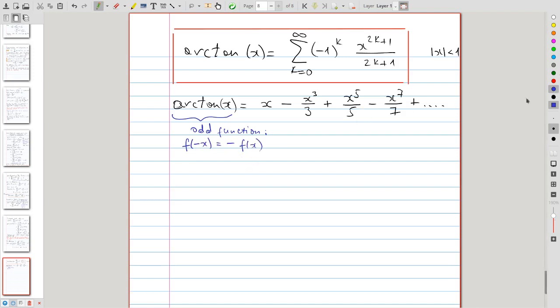And on the right hand side, we have odd powers of x. So this right hand side is also an odd function. So this property will be true in general. Whenever you obtain a power series expansion for an odd function, it is only going to contain odd powers of x.